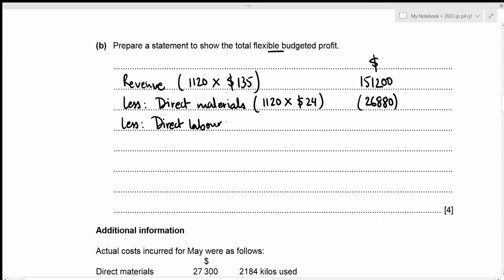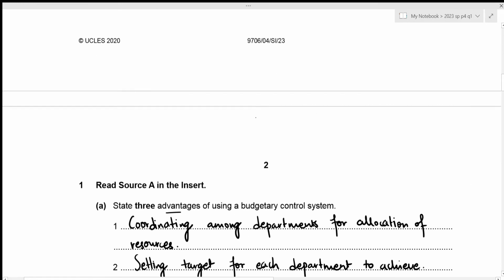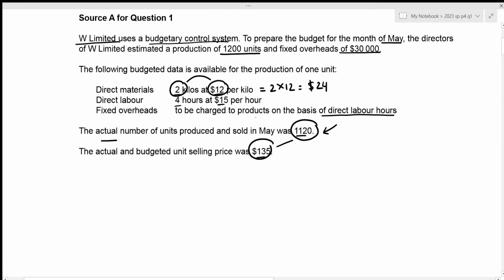Again, our total output is 1120, so we just need to multiply it with our direct labor per unit. Let's have a look above. We can see that each unit requires 4 hours of direct labor, and each hour of direct labor has a cost of 15. So in order to figure out the direct labor cost per unit, we just need to multiply these two numbers. That will be 4 times 15, which results in 60.